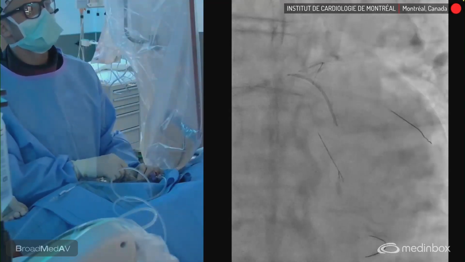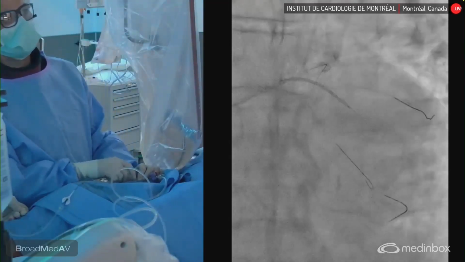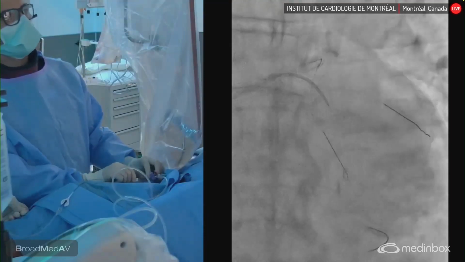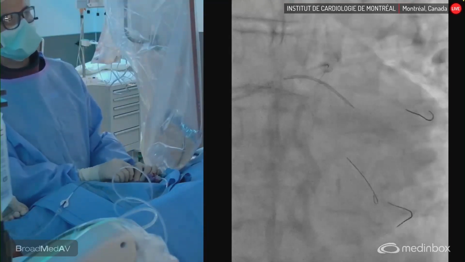Okay. So the stent actually went really easily. And now I have time. I can actually, okay, test.